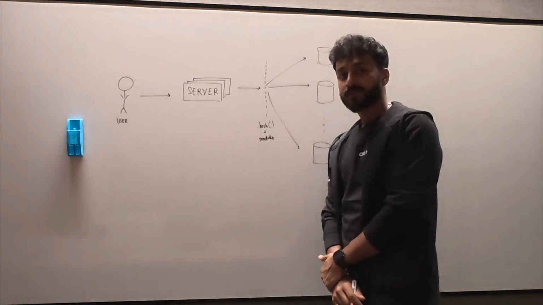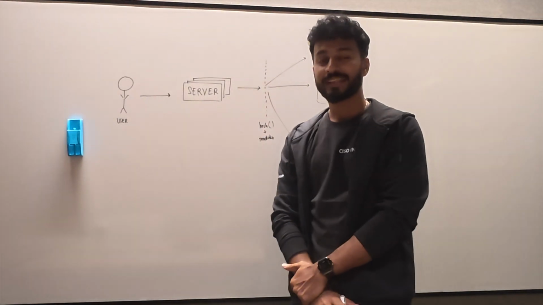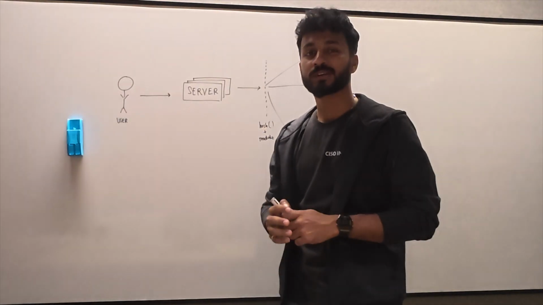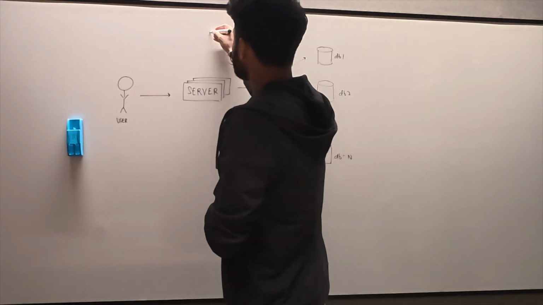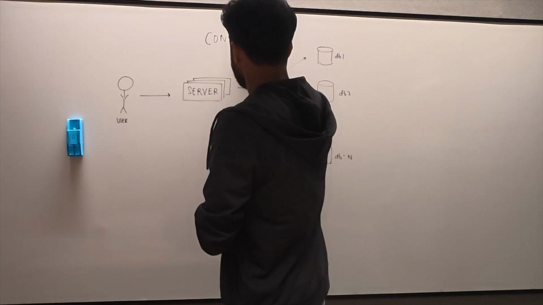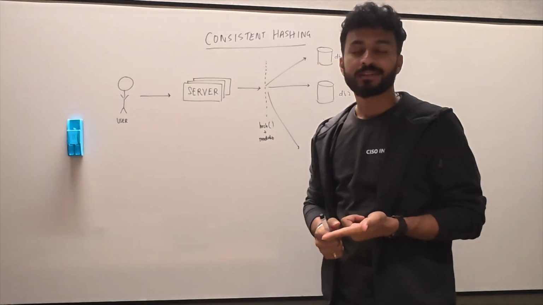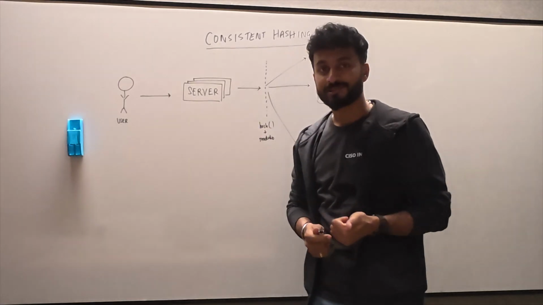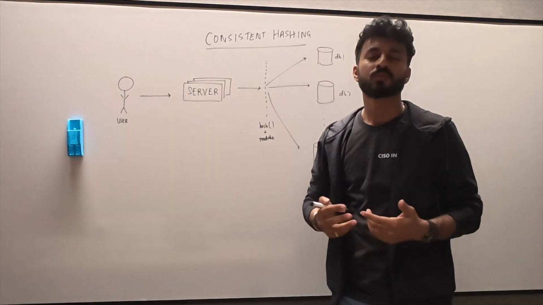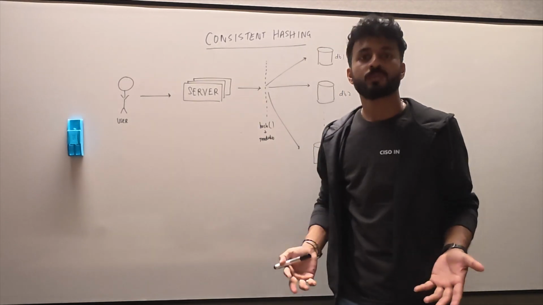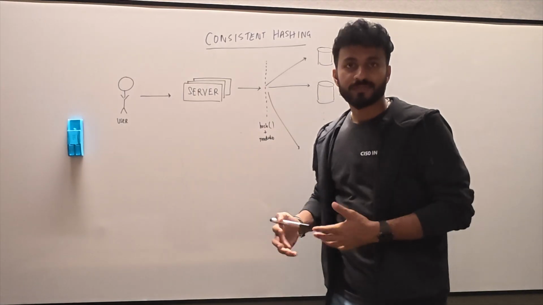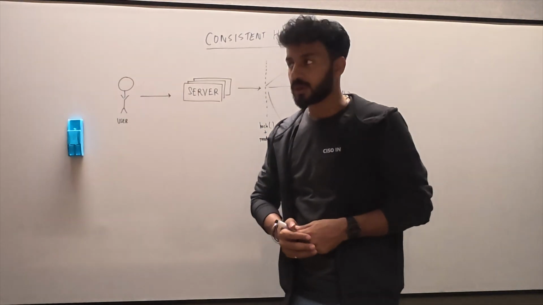Today we are going to learn about this very interesting and popularly known concept of consistent hashing. You would see consistent hashing used in the industry in databases like Cassandra DB, DynamoDB, and so many other places. And there are so many evolved versions of consistent hashing in today's world.